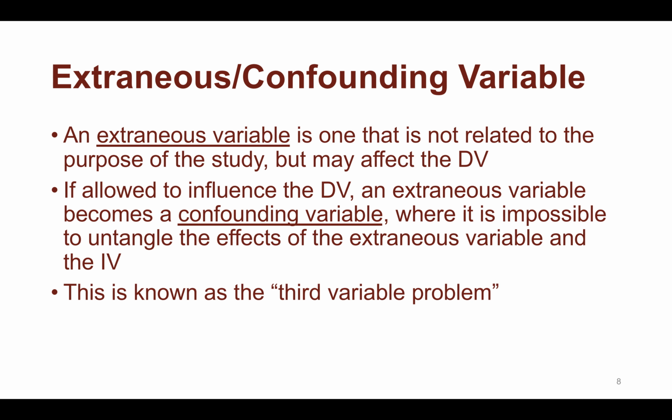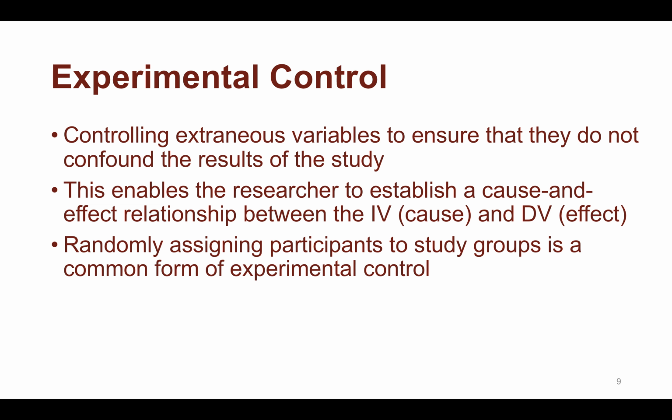And this is why, as I said earlier, in a true experiment, the researcher is motivated to try and control and keep constant as many of these possible extraneous variables as possible. And so this refers to the idea of experimental control, controlling extraneous variables to ensure that they don't confound the results of the study. So this enables the researcher to establish a cause and effect relationship between the IV and the DV.